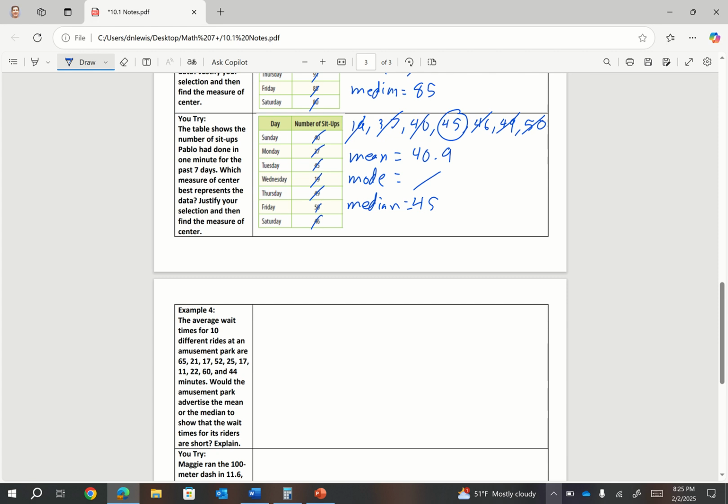For this one, between the mean and the median, we'd probably say that the median is the best because on Wednesday he got 19, and that dropped his average pretty low to 40.9. He had many days where he got 45, 46, 50, 49. So I feel like that 45 represents better how many he can do in a minute than the 40.9. So we'd say the median is the best measure of center for that data.